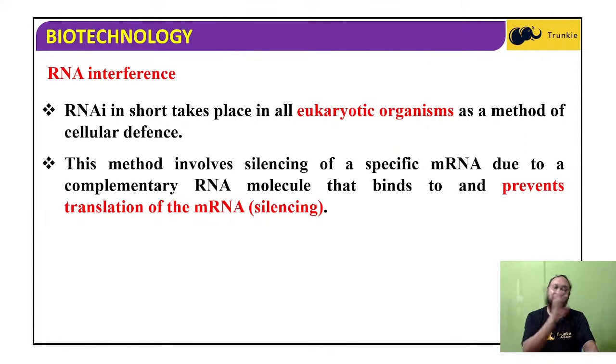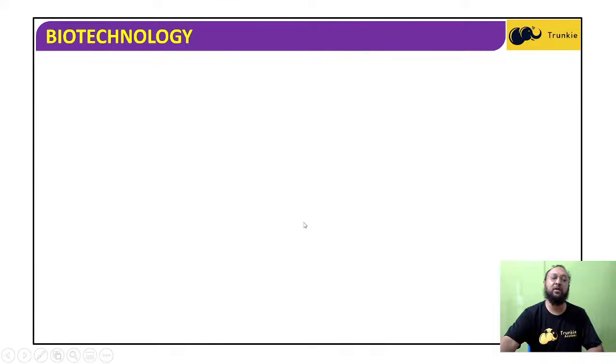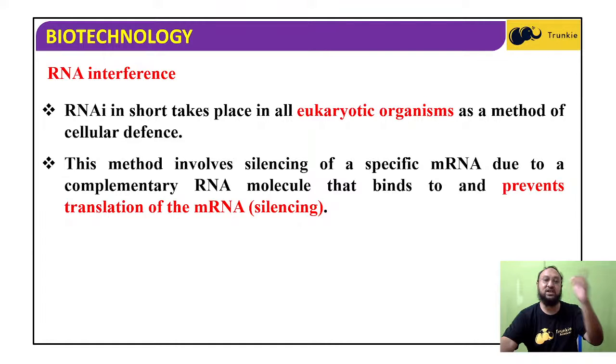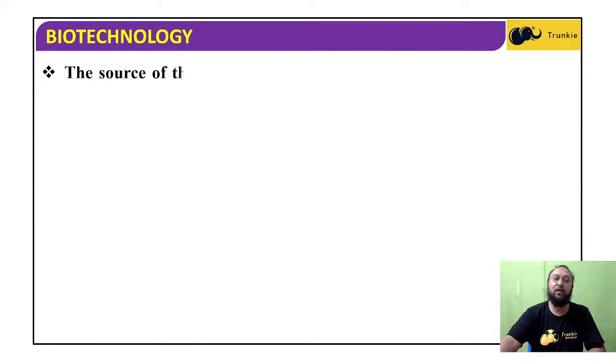The DNA will encode the mRNA for the production of the protein or amino acid, but before the expression, before the translation of the mRNA as directed by the DNA, we stop it. We are not allowing that mRNA to translate into the amino acid. The mRNA is silenced due to a complementary RNA molecule that binds to and prevents the translation of the mRNA. That is called mRNA silencing.